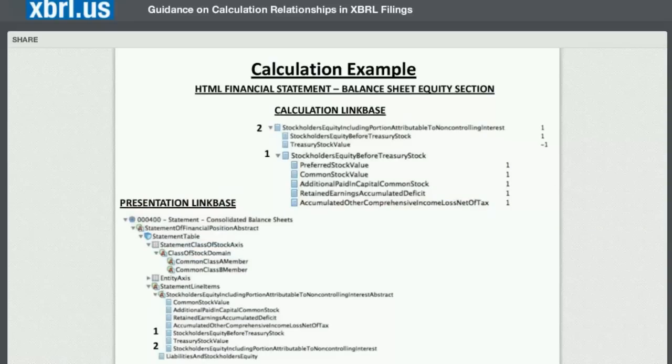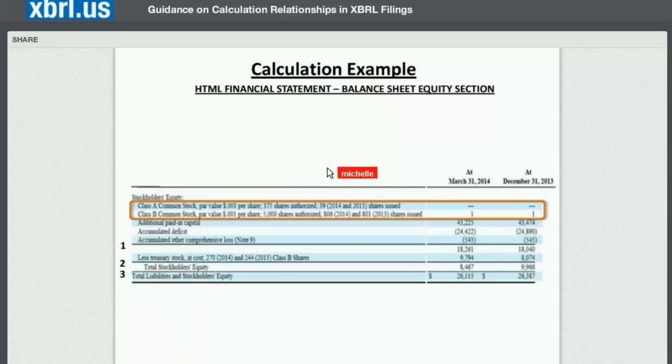We've got 3 calculations. And you can see here in the presentation, once again, they've got the statement class of stock axes as well. And you can see on the left-hand side, there is a common class A member and a common class B member, and they've reported those values. But you can see on the top in the calculation, we've got two of the calcs represented, which match the presentations. One for the stockholders' equity before treasury stock. So we go back to the previous slide. So that's representing the 18261.